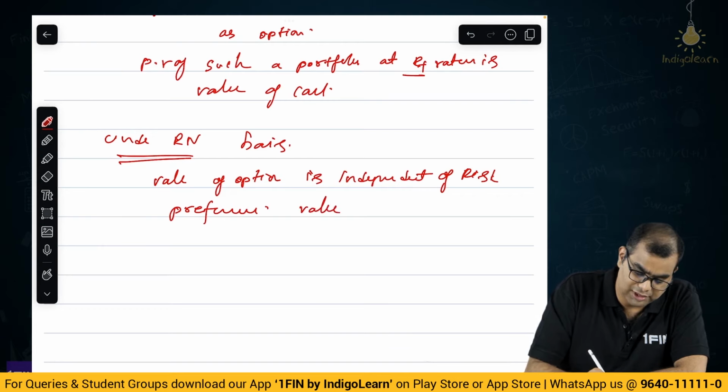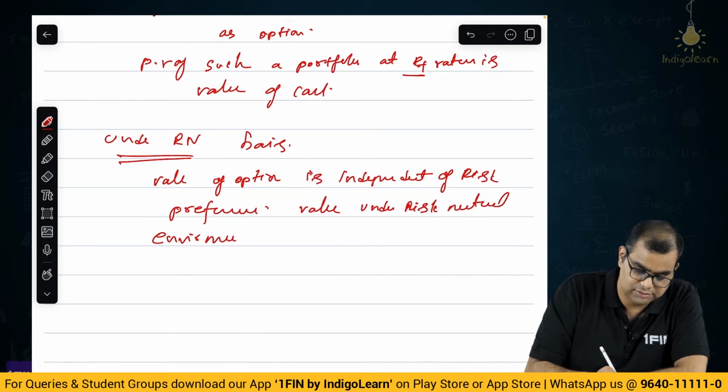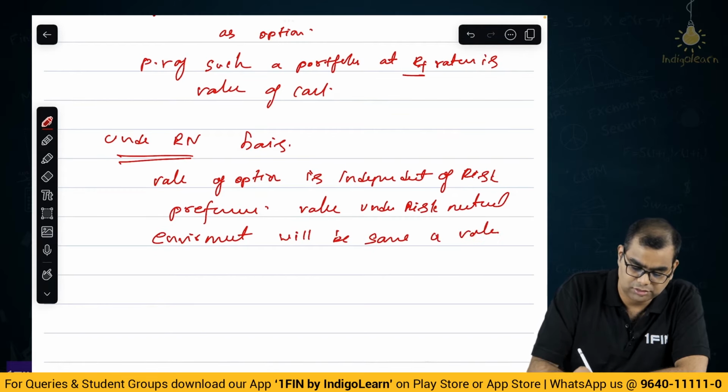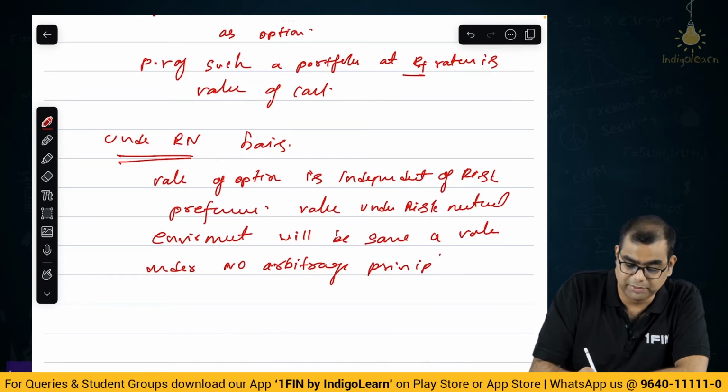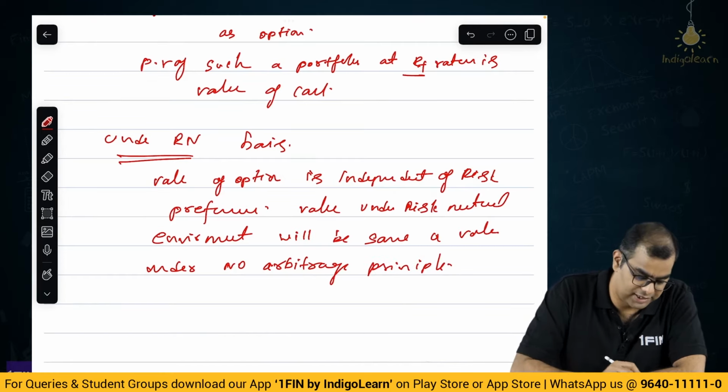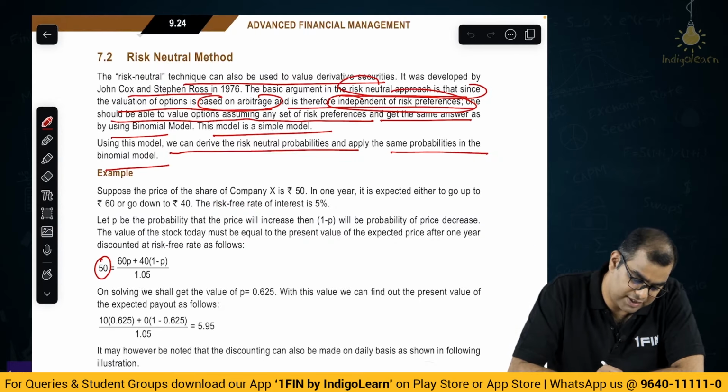Value under a risk neutral environment will be the same as value under the no arbitrage principle. Okay, principle, not PAL. No arbitrage principle. Then you get the same answer. It is a simple model.